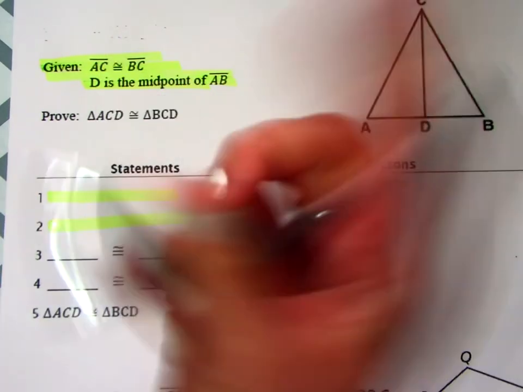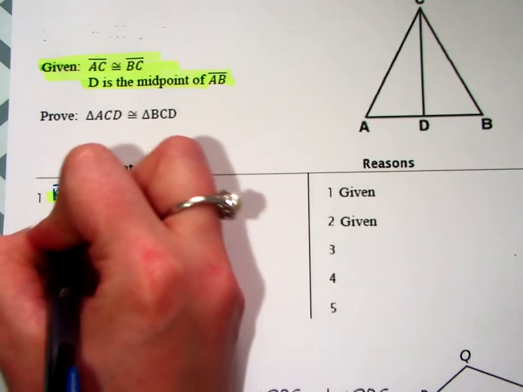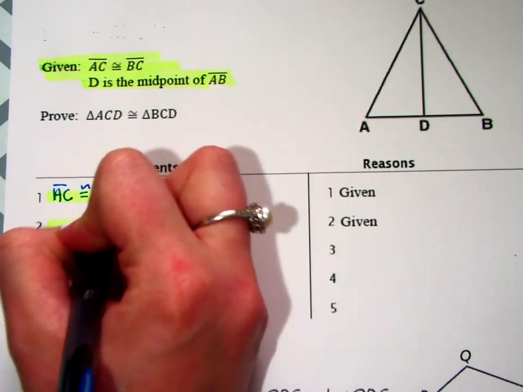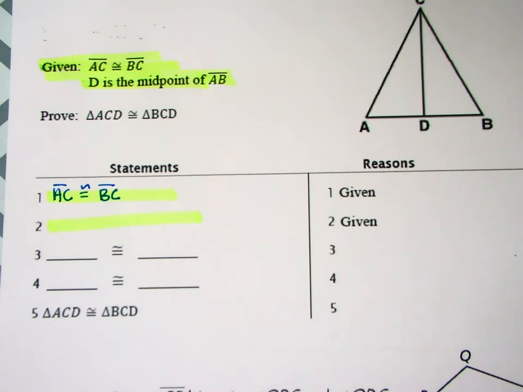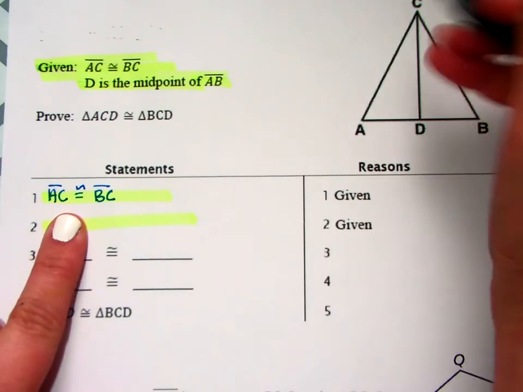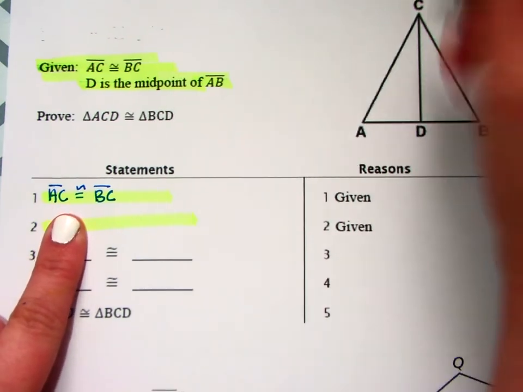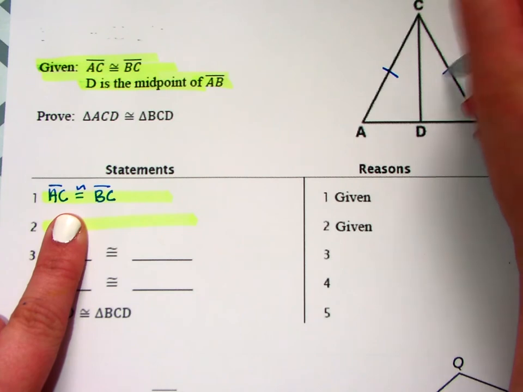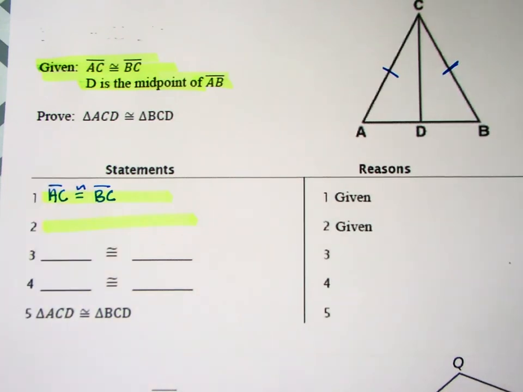So segment AC is congruent to segment BC. I'm going to pause, look at my picture, and say, okay, are AC and BC marked on my picture? No. So to show AC is congruent to BC, I'm going to go ahead and draw here. Draw on your picture. It will help you.